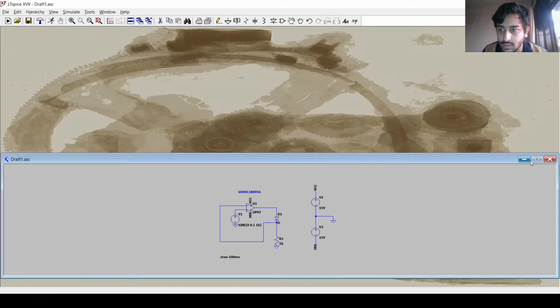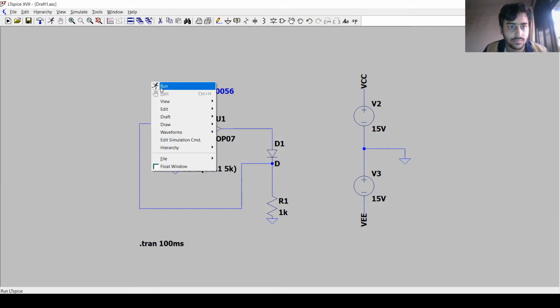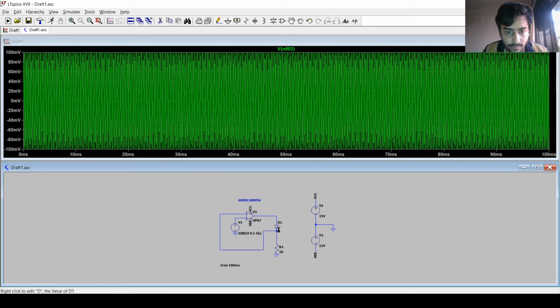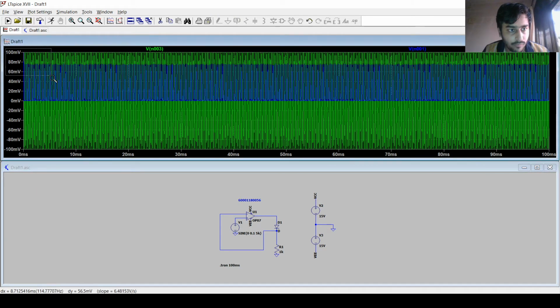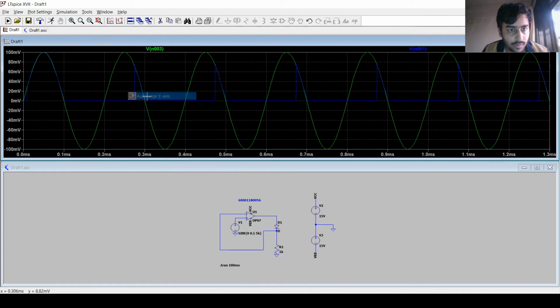So let's increase further from 1 to 5 kilohertz. As you can see, the distortion is to a great extent for the frequency 5 kilohertz. So basically, as the frequency increases, the distortion also increases. So basically, this half wave rectifier cannot be used for higher frequencies.